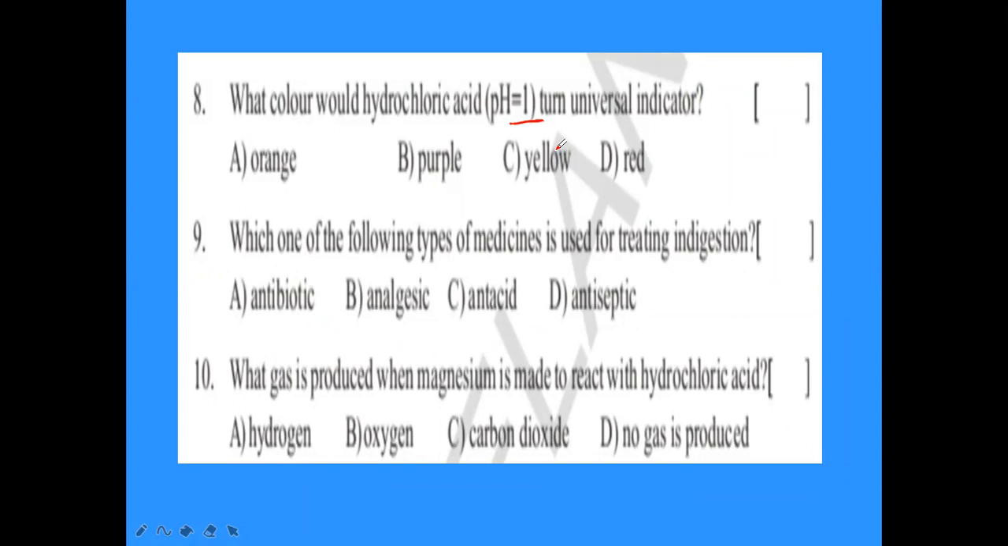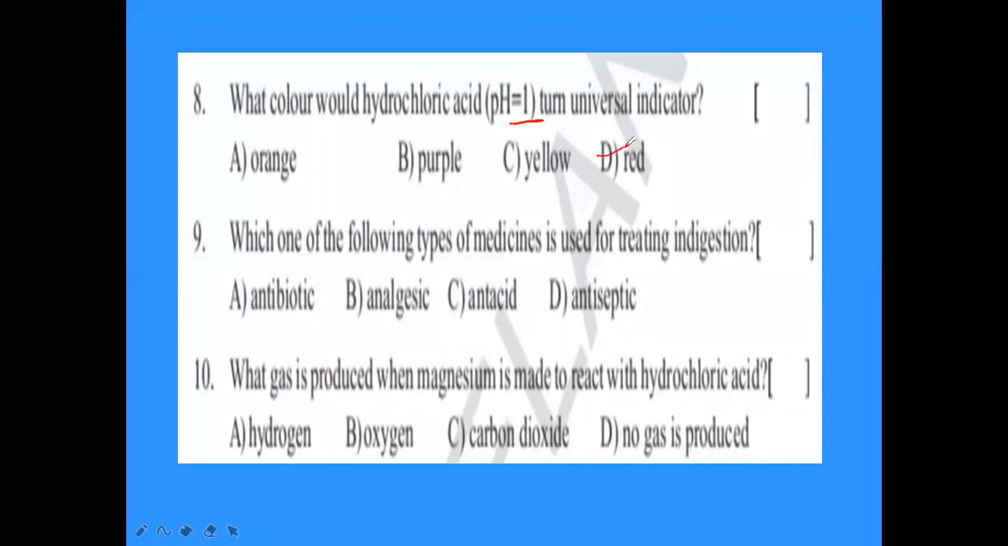13 is V, 11 is I for indigo, 9 is blue, and 7 is green. Like this we write VIBGYOR. Now when you come to 1, R is coming. So a red color will be given. So the color of universal indicator in HCl is red.